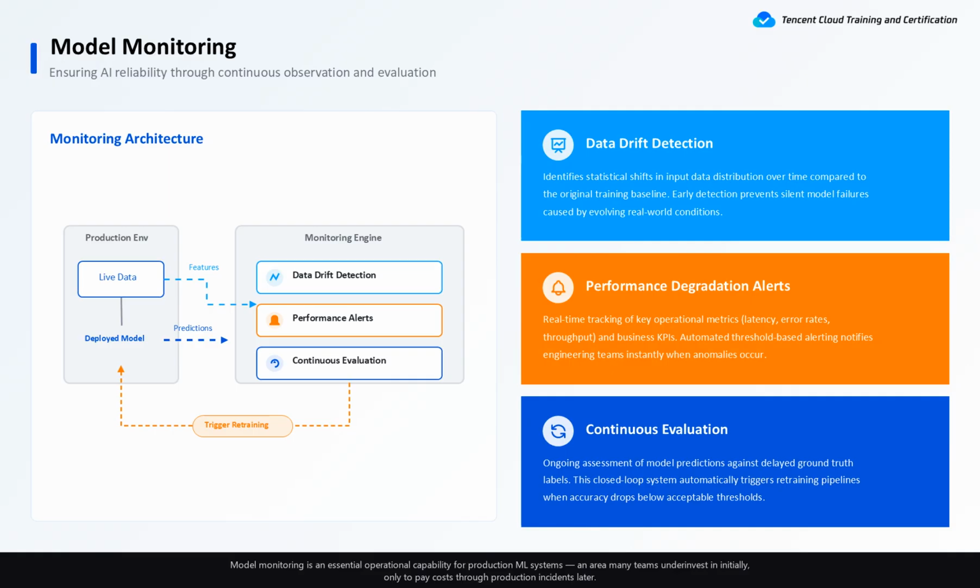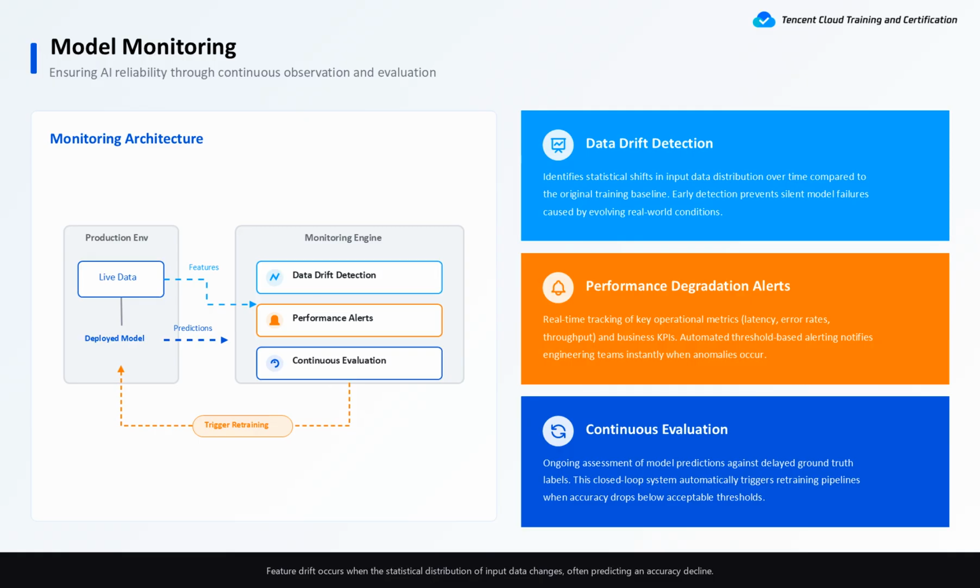Model monitoring is an essential operational capability for production ML systems, an area many teams underinvest in initially, only to pay costs through production incidents later. TI1 model monitoring provides multi-dimensional production observability. API performance monitoring continuously tracks QPS, P99 response latency, and error rates for online services, enabling timely anomaly detection with automated alerting.